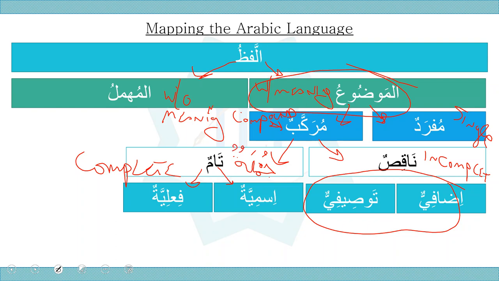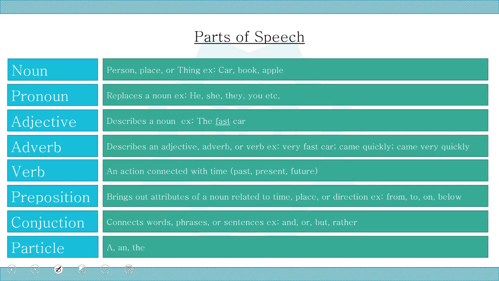Jumlatun, okay? And you have jumlatul ismiya and jumlatul fi'liya. So you have sentences that start with an ism, which we'll talk about in just a moment, and sentences that begin with the fi'l. And there are certain nahu rules that relate to both of those. All right, so bismillah.